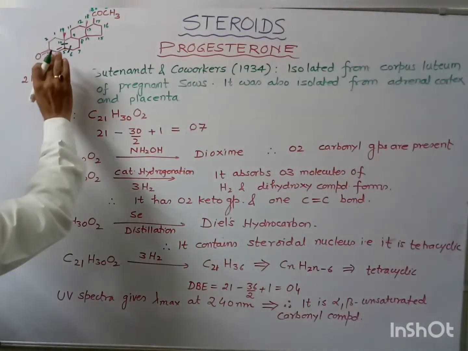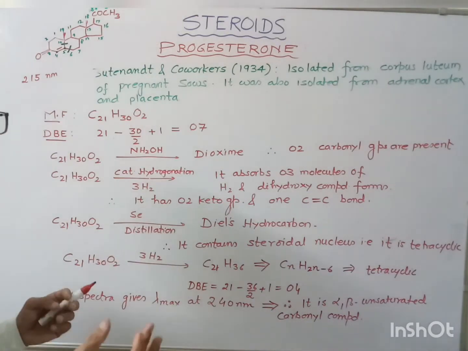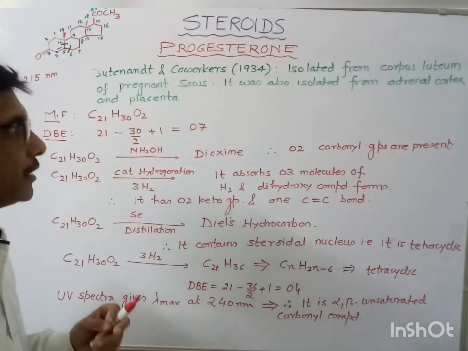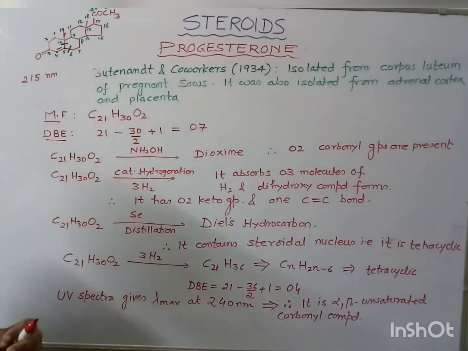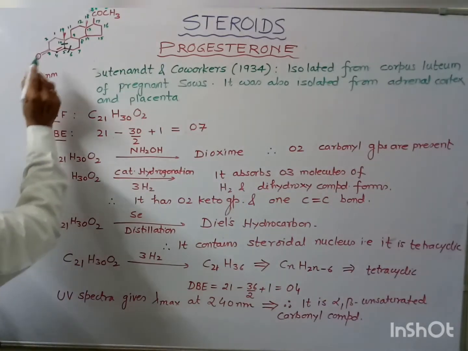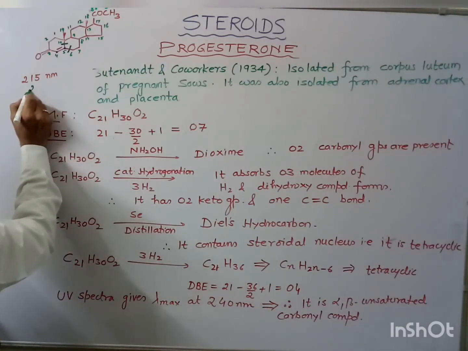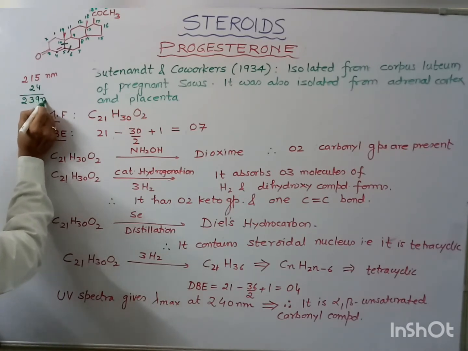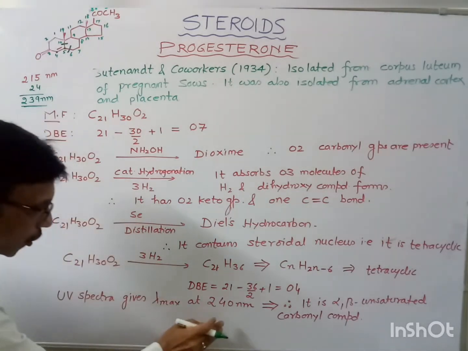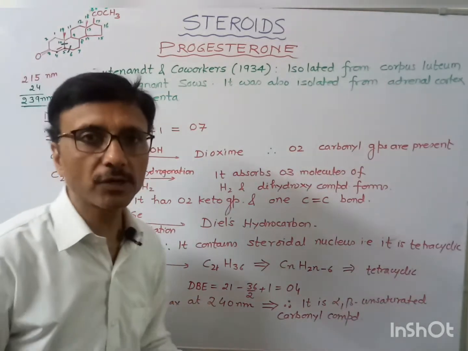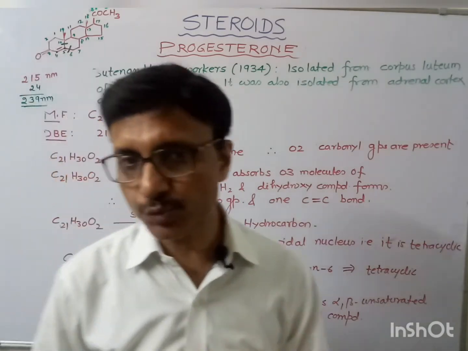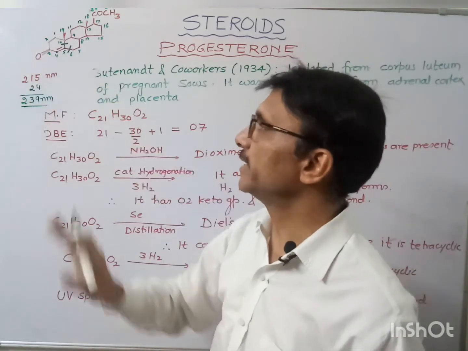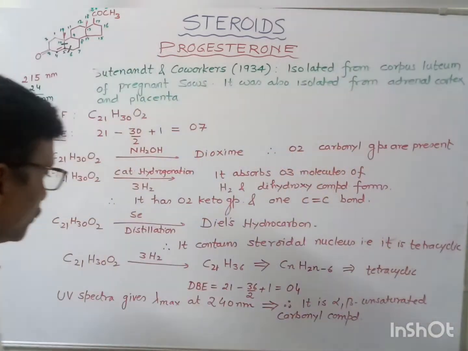So it corresponds to 12 nanometers. For one ring residue, the increment is 12 nanometers, and as two ring residues are there, the increment will be by how much? By 24. So total it comes out to be 239 nanometers, which is very close to the observed value. So the calculated value is also very close to the observed value. That's why we can say that this progesterone is an alpha beta unsaturated carbonyl compound.